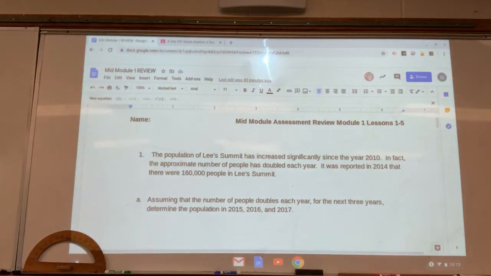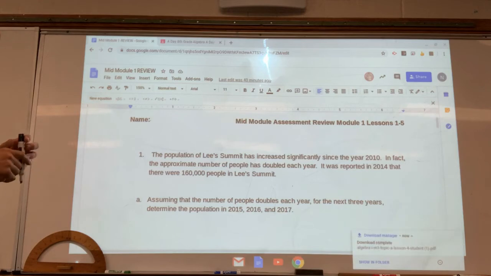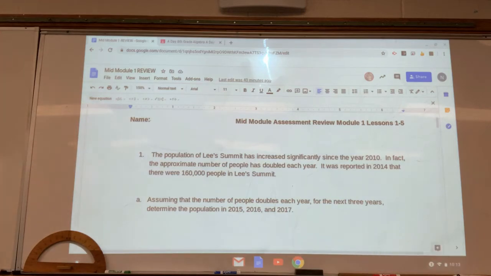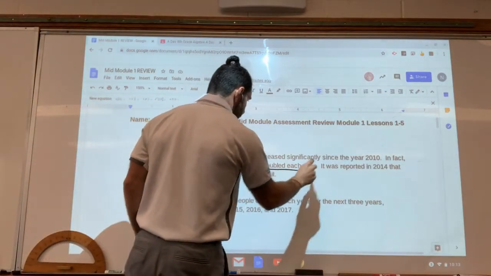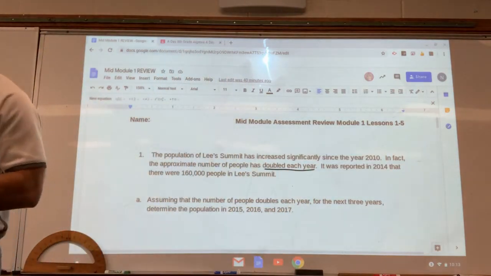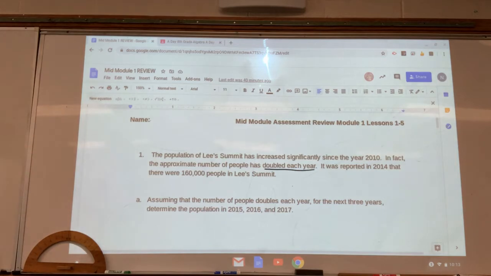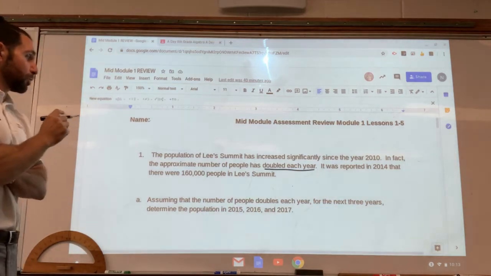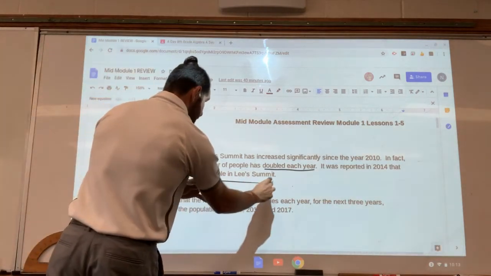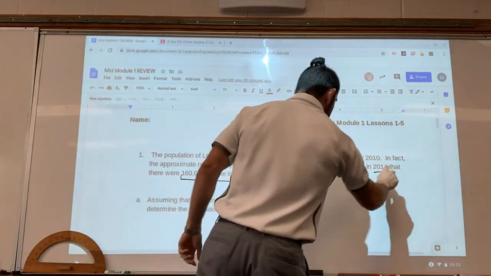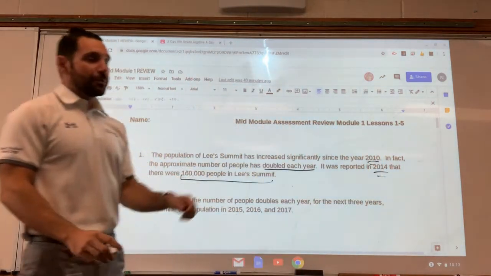The population of Lee's Summit has increased significantly since the year 2010. In fact, the approximate number of people has doubled each year. So if I was a thinker, I would probably underline some things, because when I'm reading a word problem, I want to know what's important. It was reported in 2014 there were 160,000 people in Lee's Summit. Okay, so this is also important. So I've got a couple years, I've got doubled each year, I've got this.